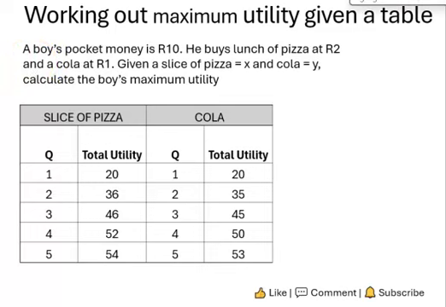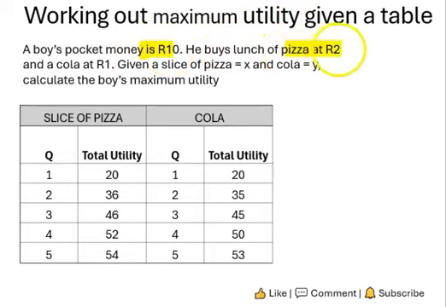A boy's pocket money is 10 rand and he buys lunch of pizza at 2 rand and cola at 1 rand. And we are told that pizza is on the x-axis and cola on the y-axis. Let us show that on a graph. So this is the y-axis and this is the x-axis, and cola is on the y-axis. So this is cola here, and a slice of pizza is on the x-axis. And we are given a budget line.